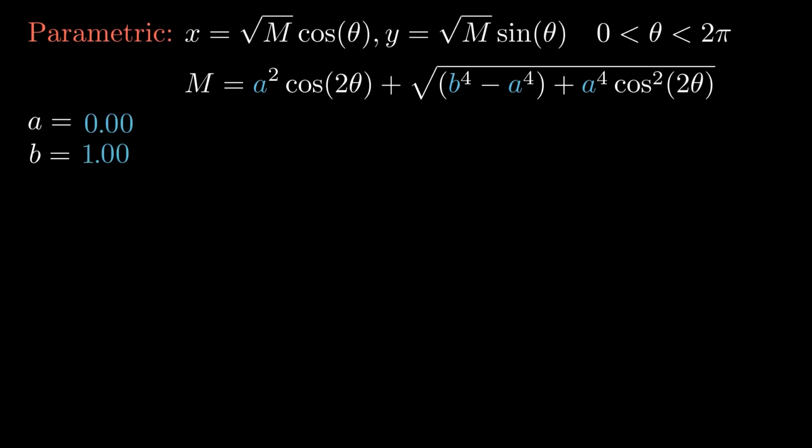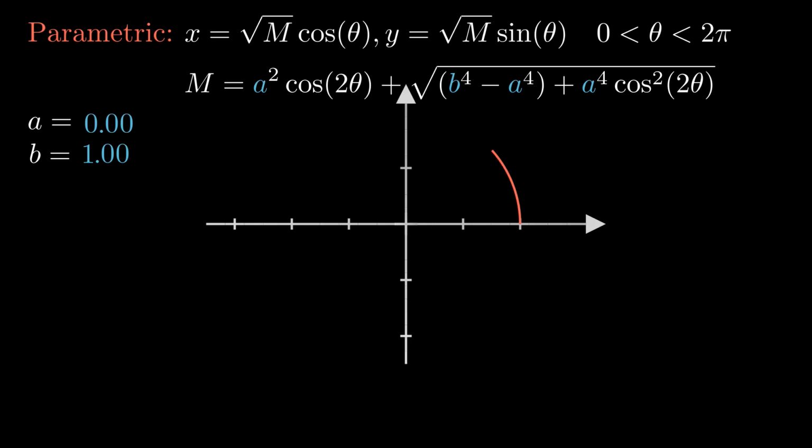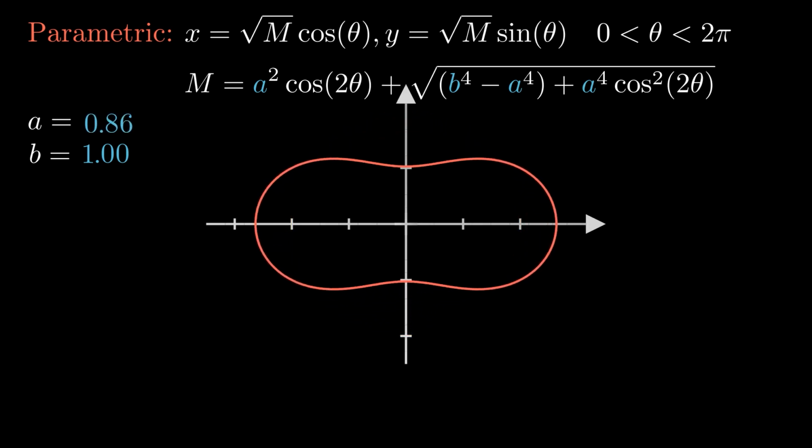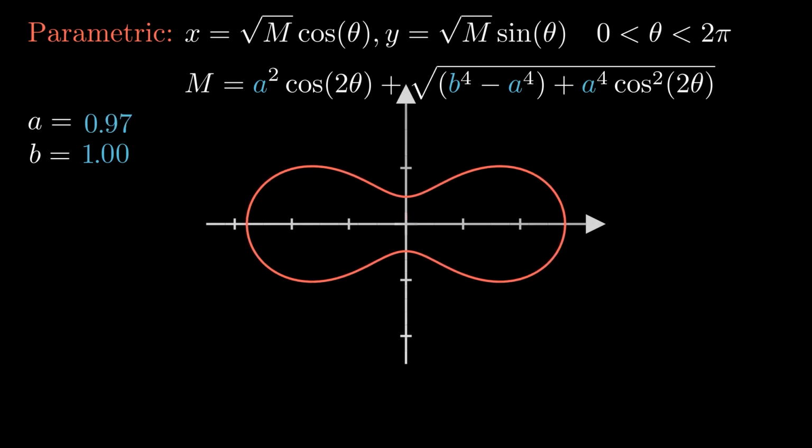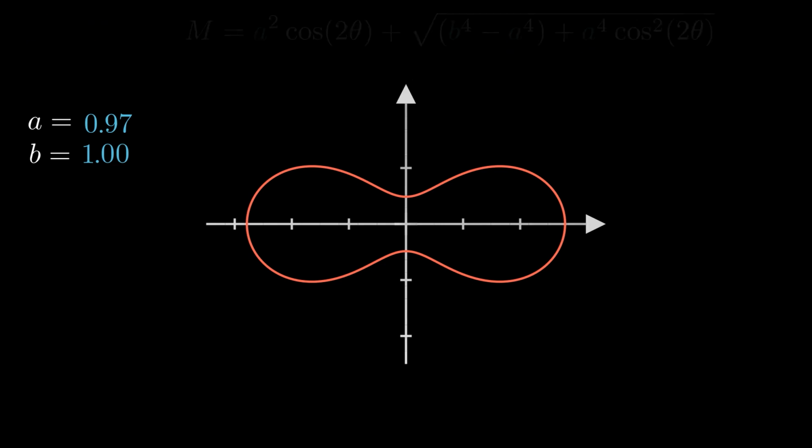And note that our graph will change as we change the value of a. When a is 0, we have the standard circle. As a increases, we get an oval, and then eventually a peanut. And then eventually, when a is equal to b, or 1, we have the lemniscate. But in the question asked, it's not quite touching, so we'll back a up a bit to 0.97. And now we're back at our bone, or our peanut shape.